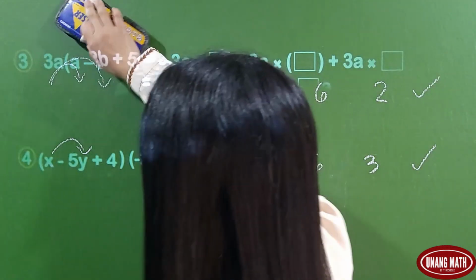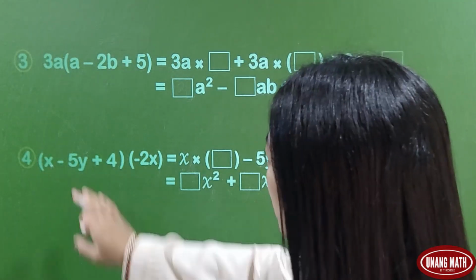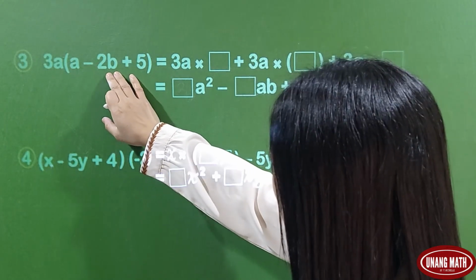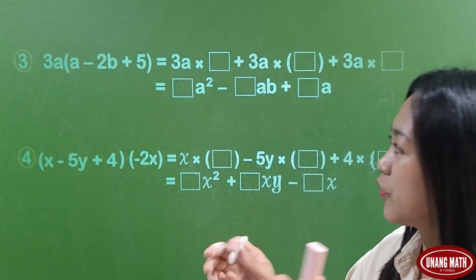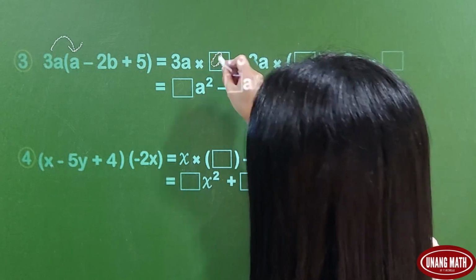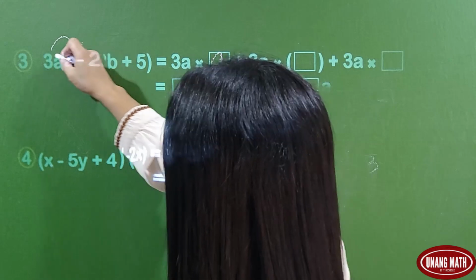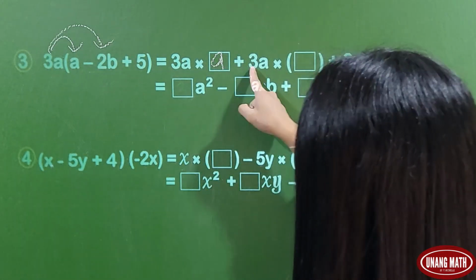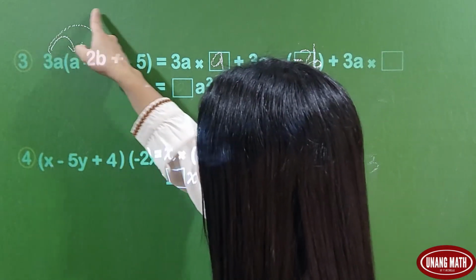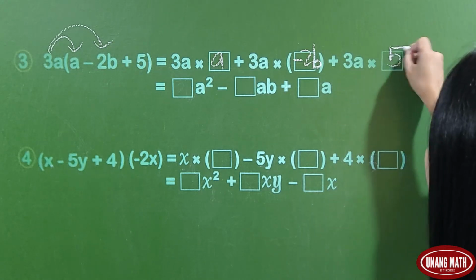Okay, moving on. Number 3 is 3a, and we will multiply this one to each term of this polynomial, a minus 2b plus 5. So first, 3a times a. Second, we will be adding 3a times negative 2b. And then plus 3a times 5.